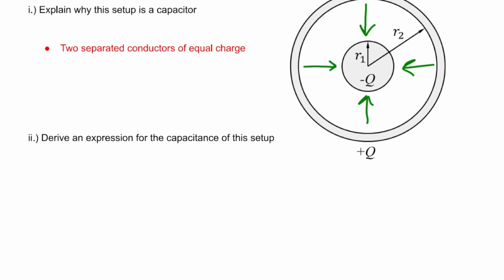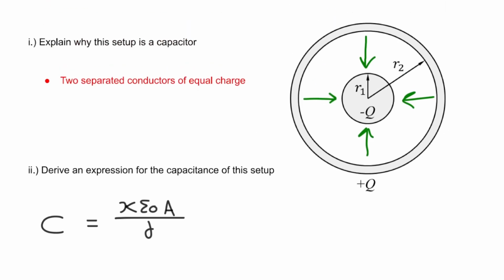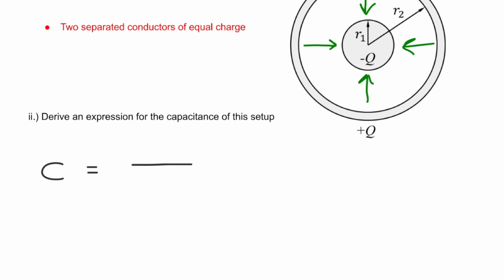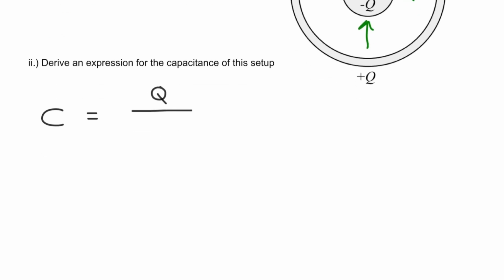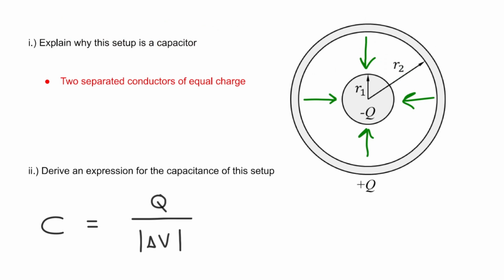So a very common mistake here is using C equals kappa epsilon naught A over D. That's wrong. This only applies for a parallel plate capacitor. And this is definitely not two parallel plates. So we actually have to use the definition of capacitance here. By definition, capacitance is equal to the charge you're able to store per unit of potential difference. So what we actually need to compute is delta V for this system. And you could do it two different ways.